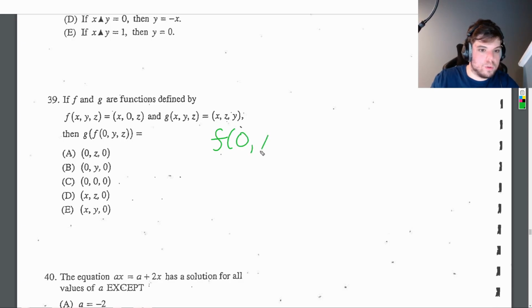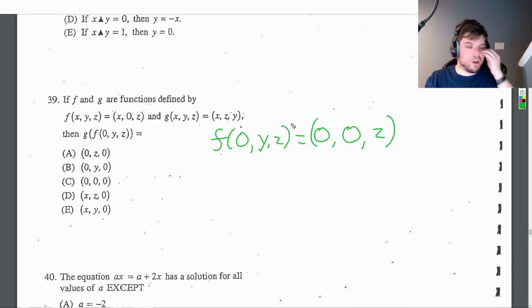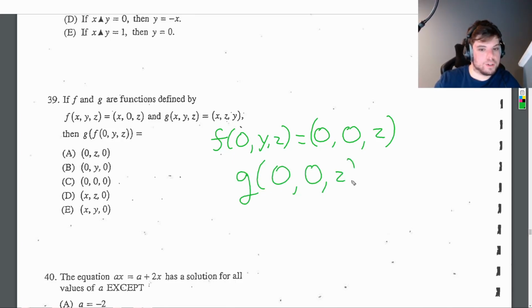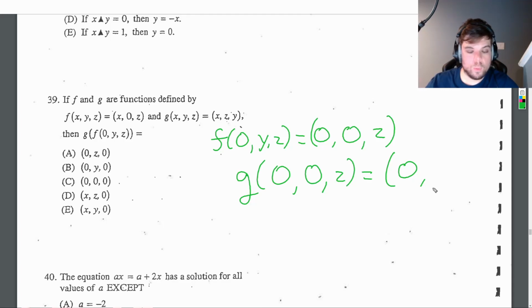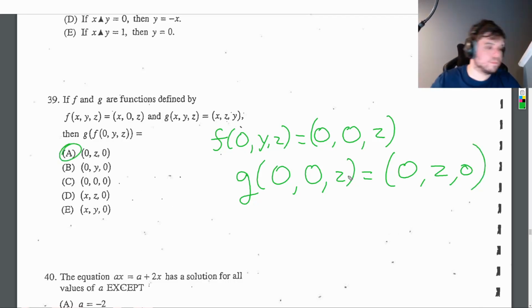f of 0, y, z is equal to the triple 0, 0, z. Because whatever y is, it brings it to 0. x was 0, and z just goes to z. Okay, so now we're looking for g of the point 0, 0, z. What does g do? It flips the second two coordinates. So whatever x was stays the same, so it's still 0. y goes to z, and z goes to y. So it's 0, z, 0. Very good. A.